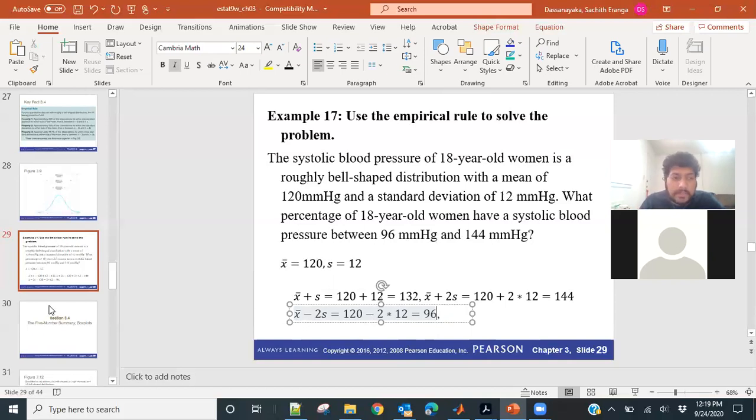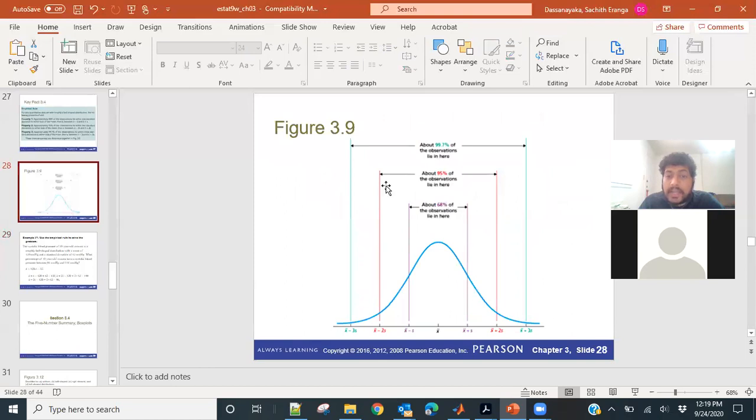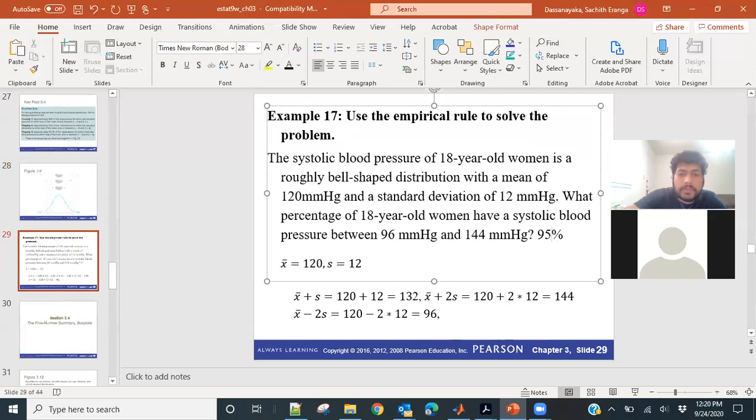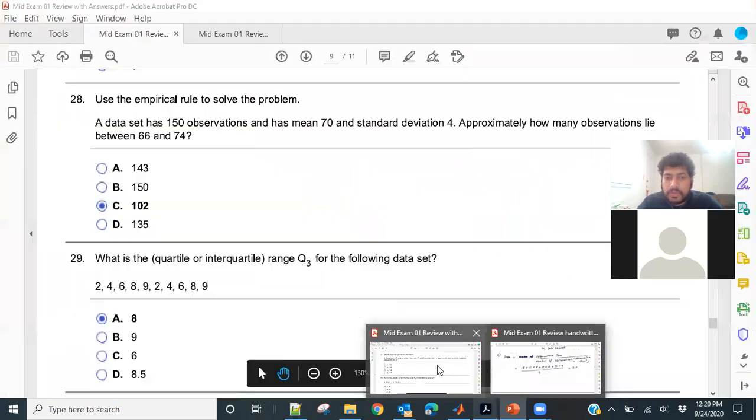What is the percentage in between two standard deviations? It is 95%. This red color, two standard deviations, is 95%. So the percentage is 95%. Clear? That's how we use the empirical rule to solve the problem.